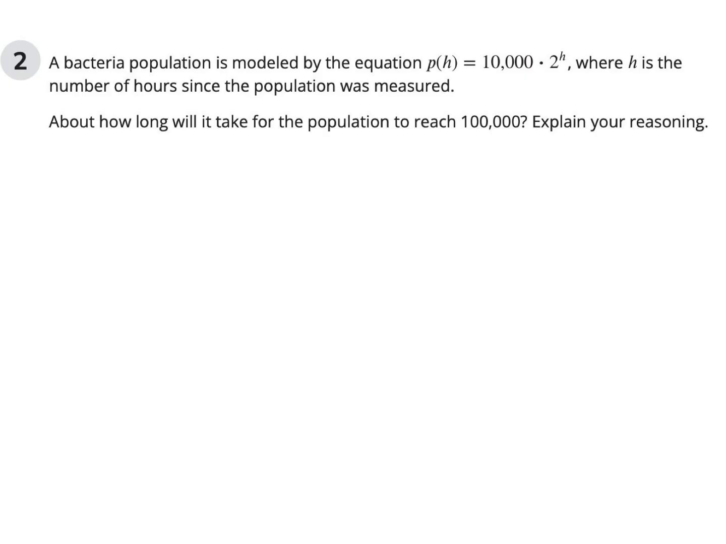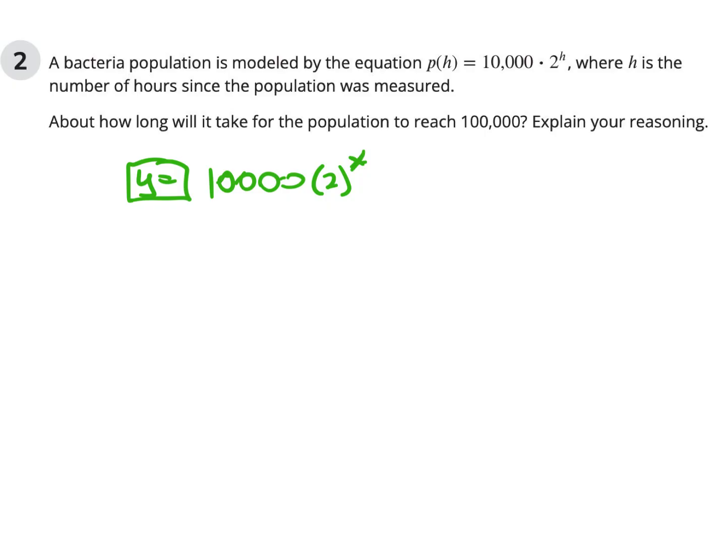A bacteria population is modeled by P of x equals 10,000 times 2 to the x power. So that means it's doubling every hour. How long will it take for the population to reach 100,000? So basically we're going to put this in y equals and see when the number is 100,000. We hit the y equals button. We type 10,000, parentheses, 2 to the x power, and we know we have to hit the caret to get the x up.